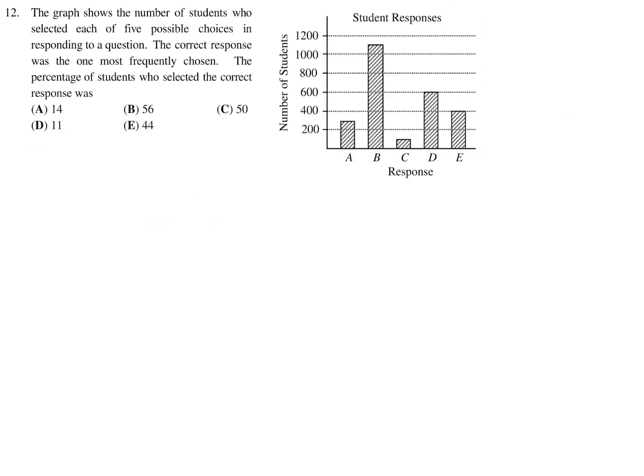The graph shows the number of students who selected each of 5 possible choices in responding to a question. The correct response was the most frequently chosen one. The percentage of students who selected the correct response was. So they're telling you that the most frequently chosen response is the correct one. So it's this one, obviously. So if you look at this graph, it's approximately 1100. So the percentage would be 1100 over the total.